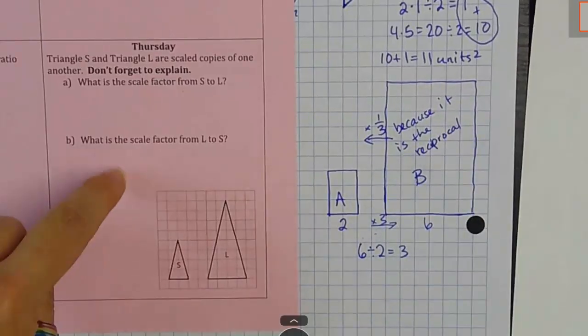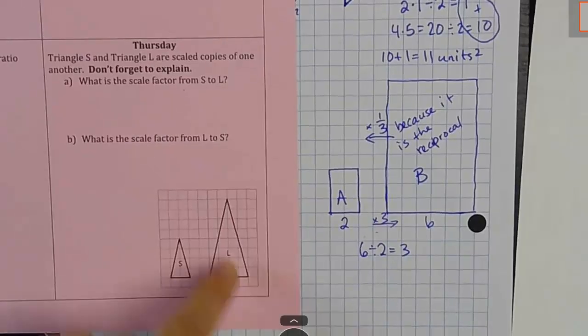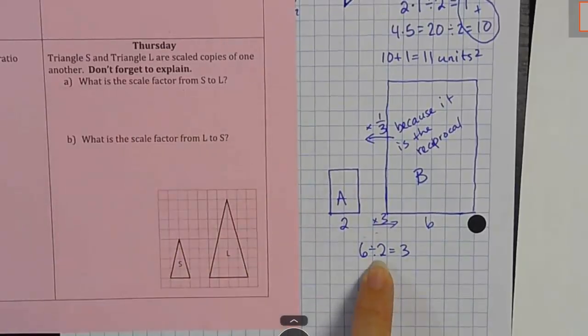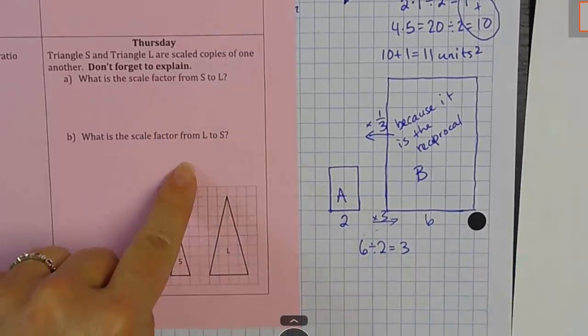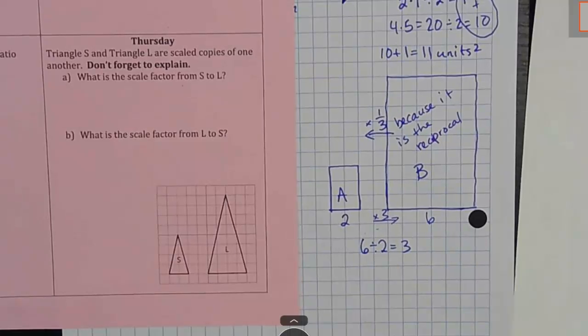Okay, so for this one, count up a side, figure out what you would multiply by, and show your work like I did here. And then tell me what is it going the other direction. You can use the reciprocal or you can use some division again to find it. Either way. And that is it for this week.